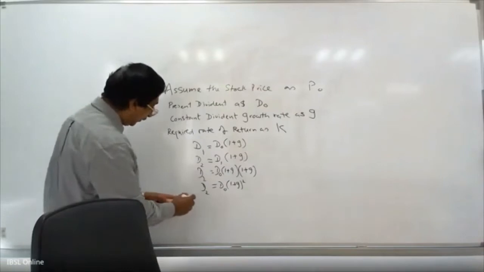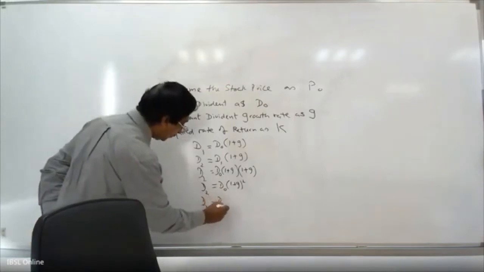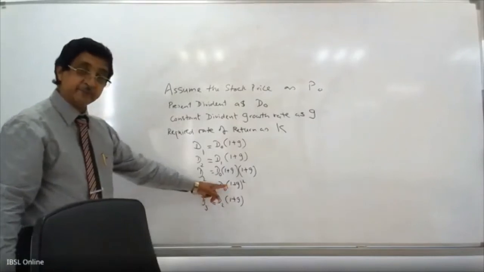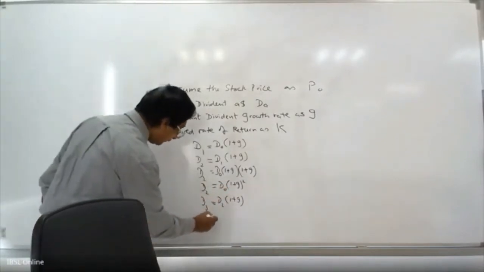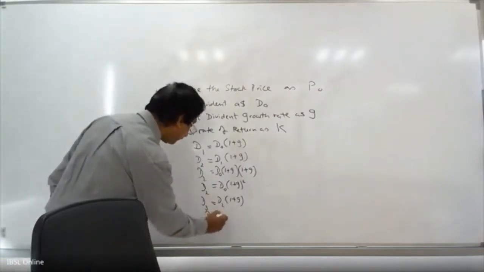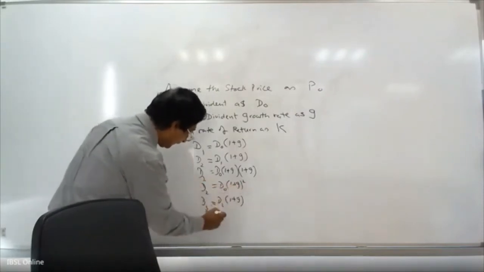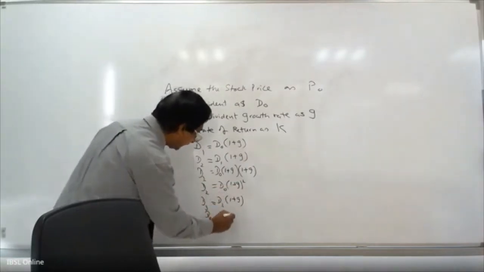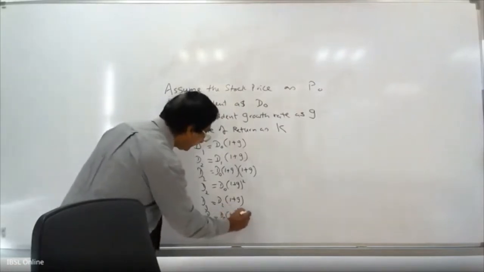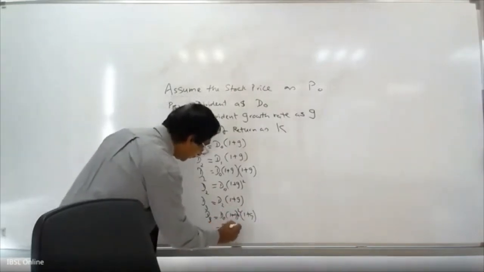Now, if you go for D3 also, you will see D3 is equal to D2 into 1 plus G. Now we can replace D2 with this. Substitute D0 into 1 plus G to the power 2, into 1 plus G. Then it comes to D0 into 1 plus G to the power 3.